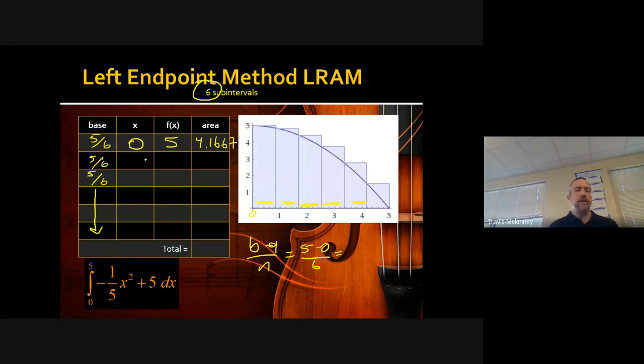The next x value that I want to use is not 1, because I'm not all the way over at 1 yet. I'm here at 5/6. So that's the next x value that I need to use. And then I'd move over 5/6 more after that, and I would be up to 10/6. So the x value that I'm going to use is moving over by this amount each time.